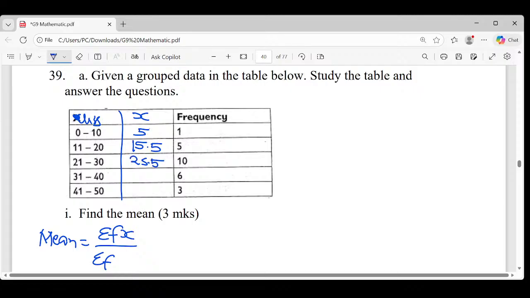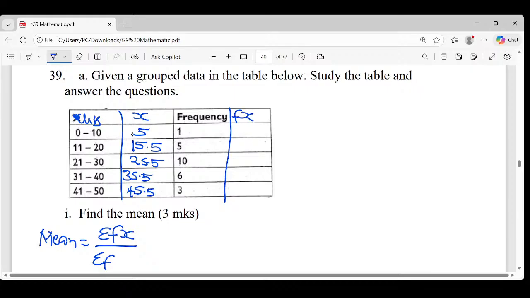31 plus 40 divided by 2 is 35.5. Then 41 plus 50 divided by 2 is 45.5. Then because frequency is the f, we need to get f times x. We need a column for f times x, so we get fx here.